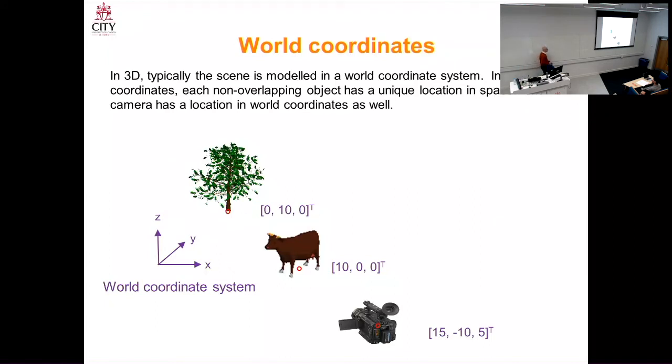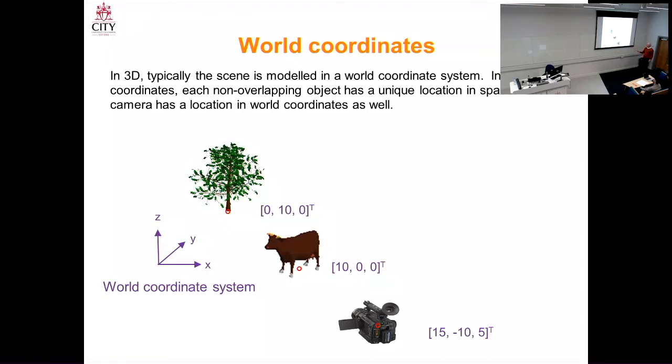Okay, so if we're thinking about camera calibration, what we want to think about are coordinate systems. First up is world coordinates. And in world coordinates, what you've got is a single coordinate system. Here's x, y, and z. And each object is going to have its unique location in space. So here I have this tree, for example. Maybe its position is 0, 10, 0. So 0 in x, 10 in y, and 0 in z. Here I have a cow. Maybe the center of the cow is at this location, 10, 0, 0.